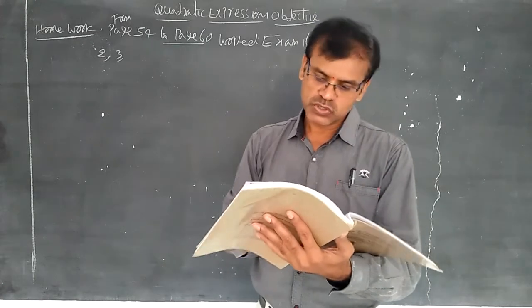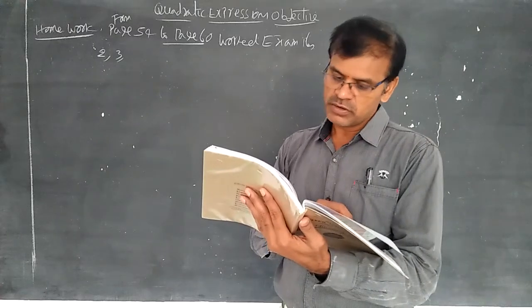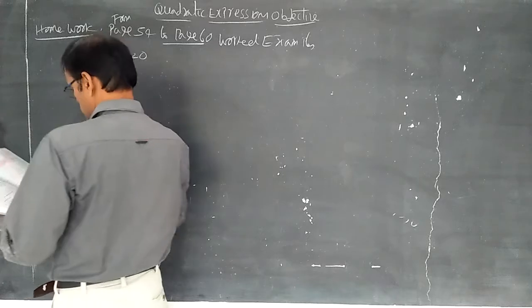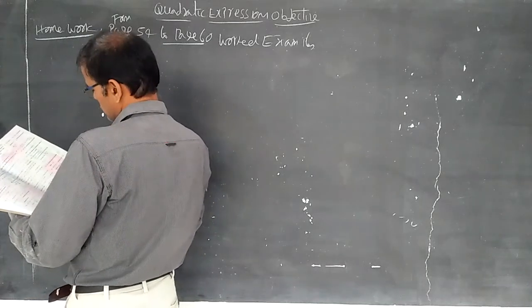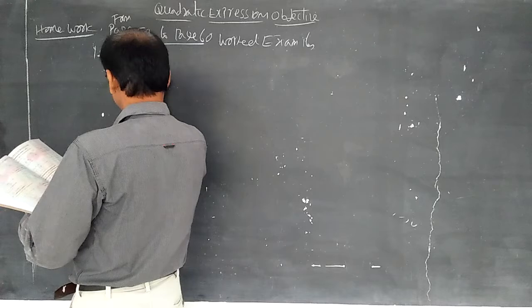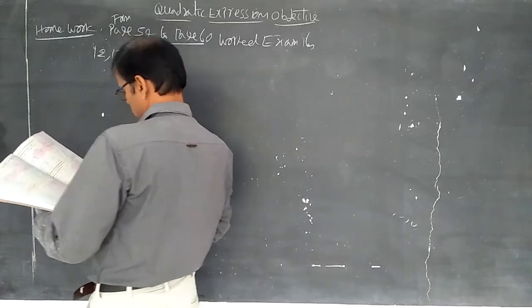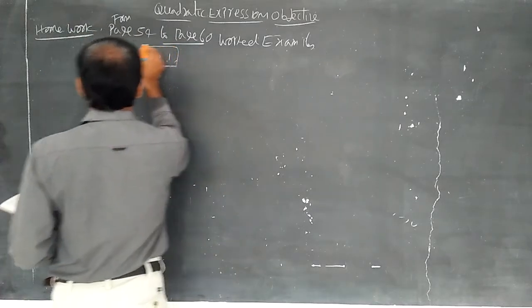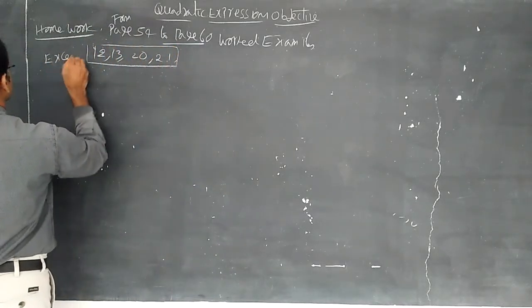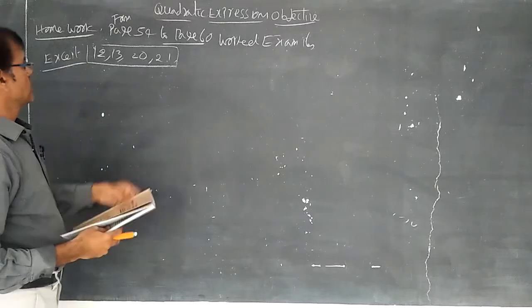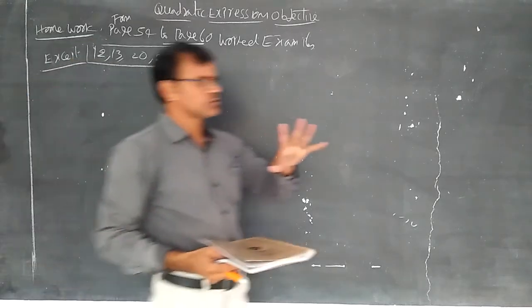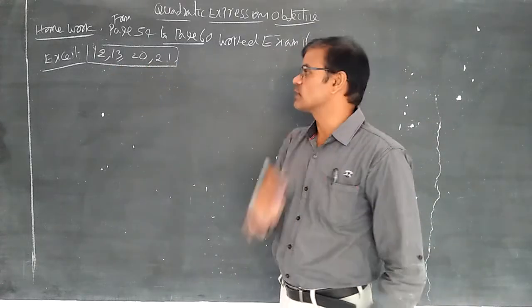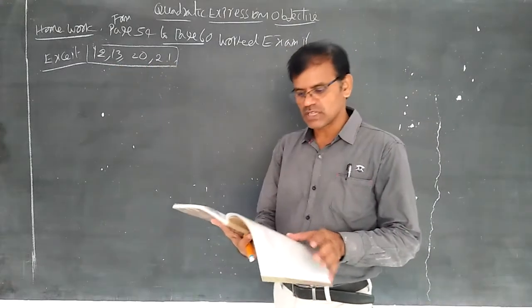So remaining sums you do, except 12, 13, 20, 21. That's all. Except these sums, this one completed. I am giving homework to do that. Whatever the sums until 23 are there, every worked example you do.